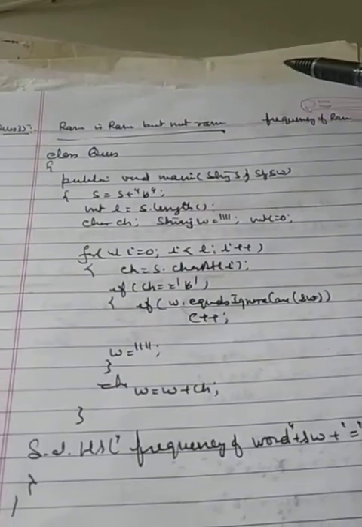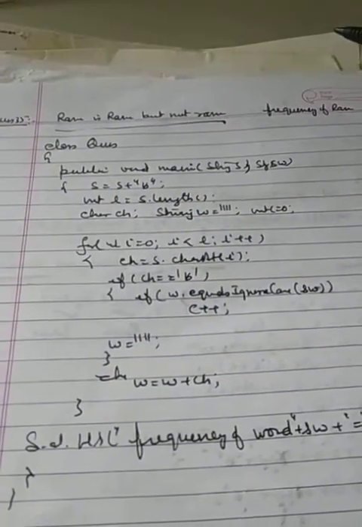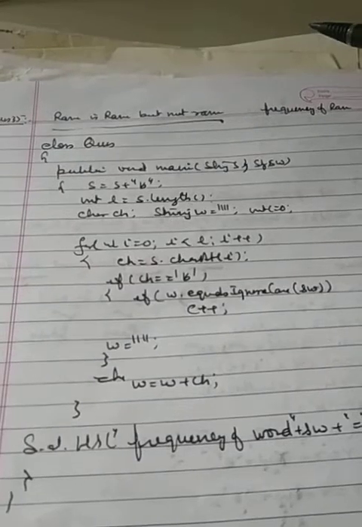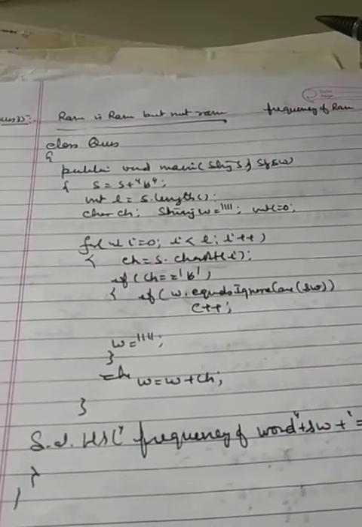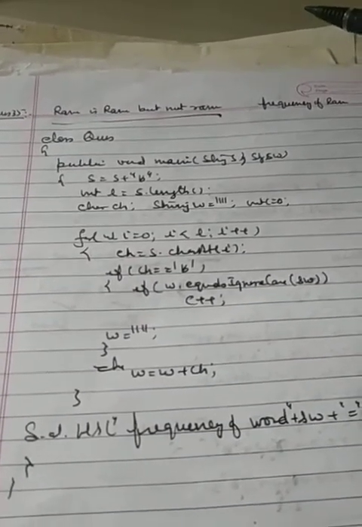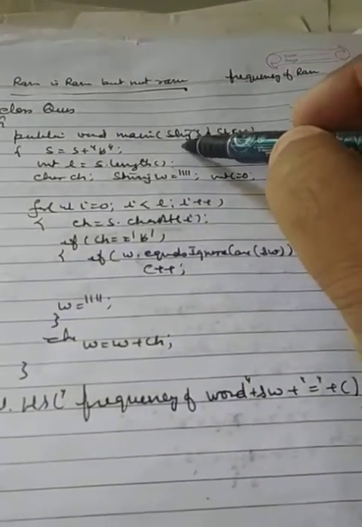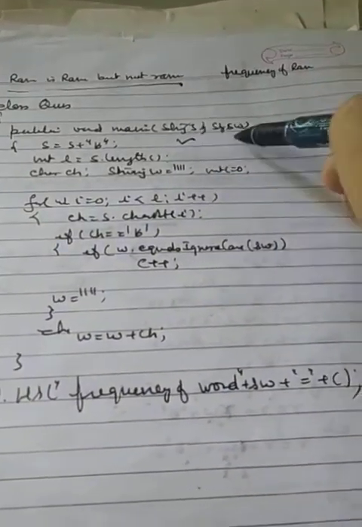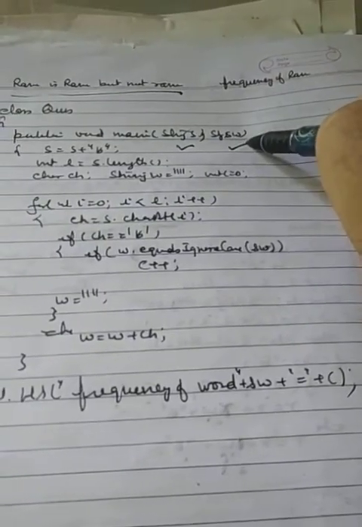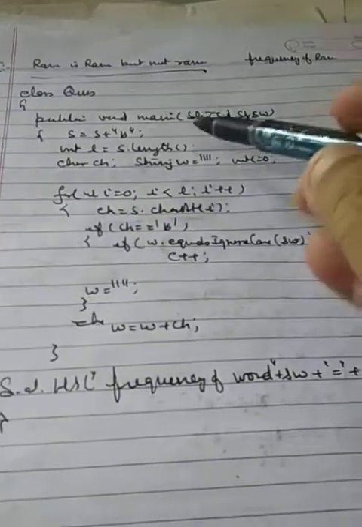So what do you have to do? Sentence is there. You have to see the frequency of a word. So you have to pick a word every time and see whether the word you are looking for is there or not. And if it is there, then you will count. So what I have done here is I have entered the string and I have entered the word of which I want to know the frequency.